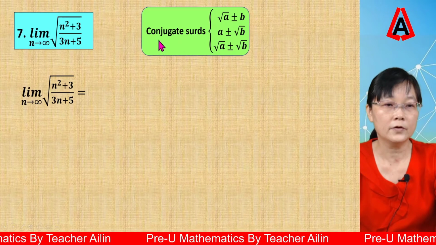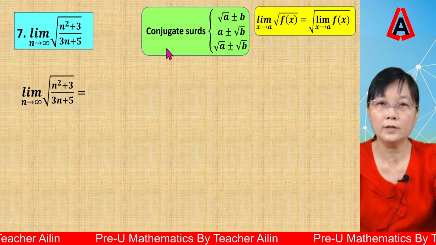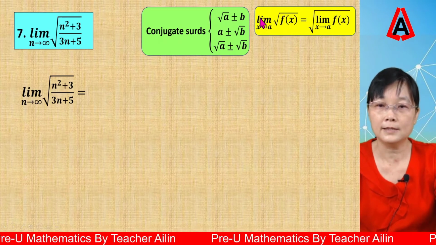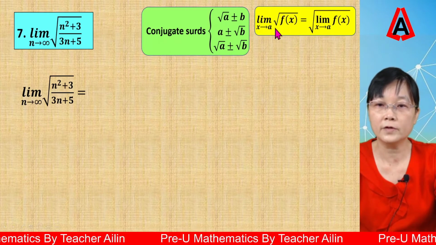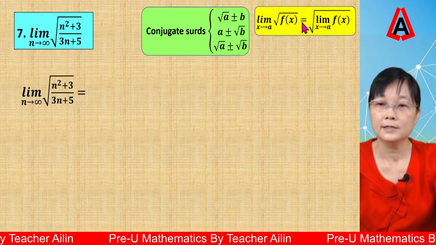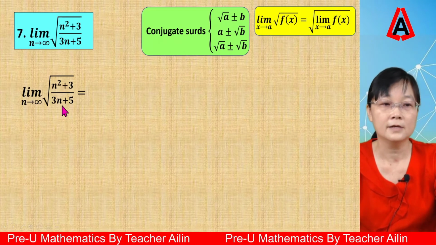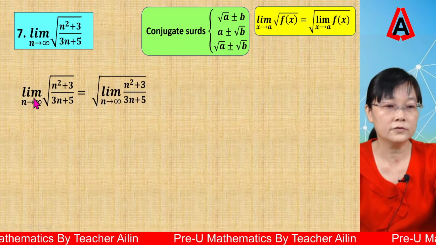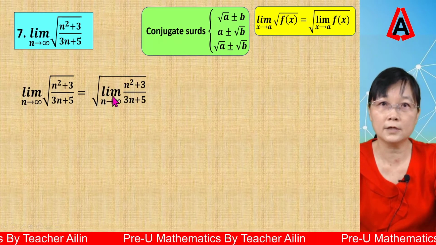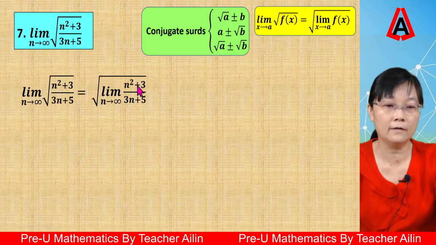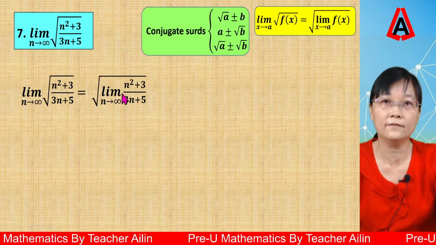So now I'm going to apply one of the properties of the limit. That is, the limit of square root of function f(x) is equal to square root of the limit of f(x). So I'm going to drag the limit into the square root. Now I'm going to find the limit of this rational function first.